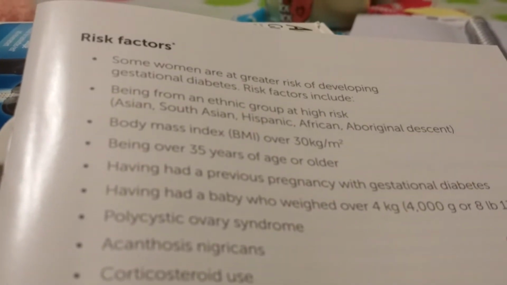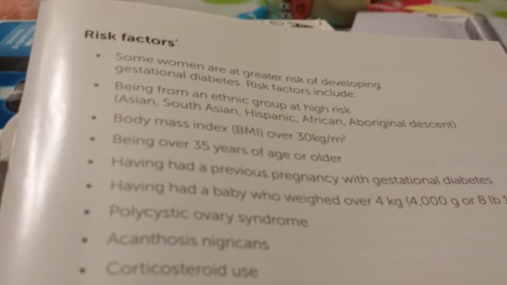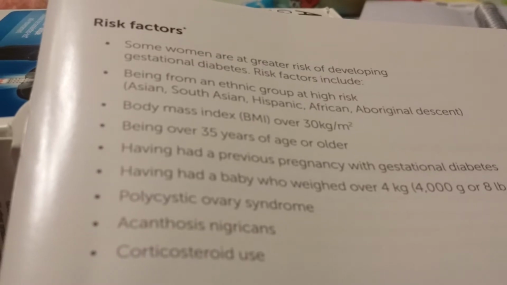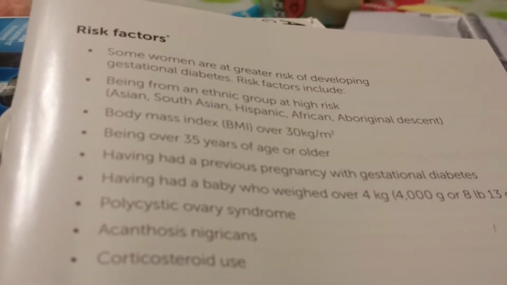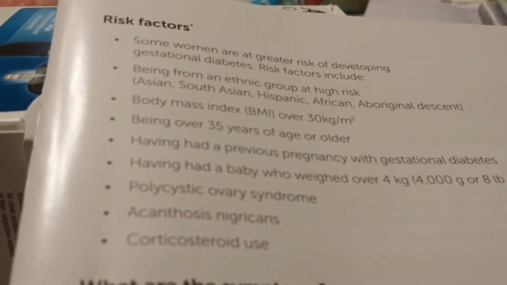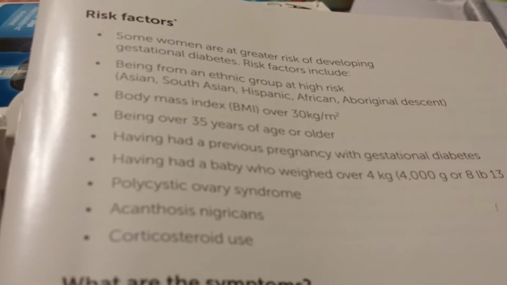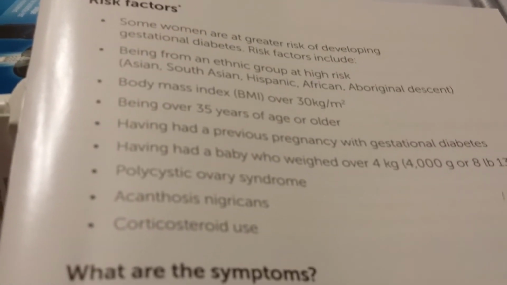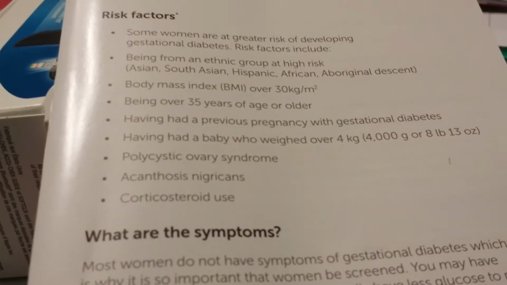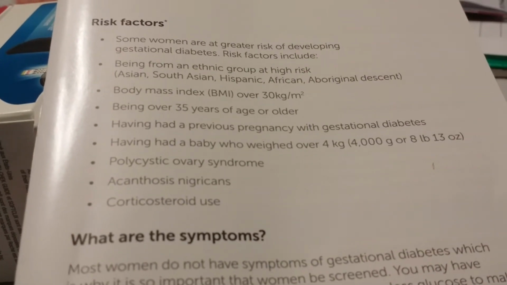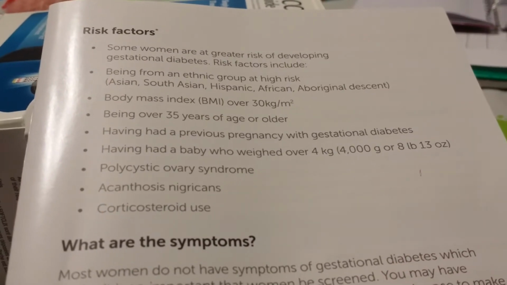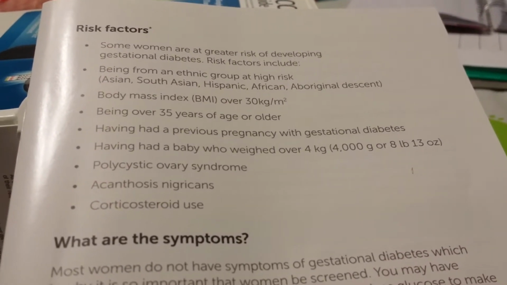Risk factors. Some women are at greater risk of developing gestational diabetes. Risk factors include being from an ethnic group at high risk, which could be Asian, South Asian, African, and so on. Body mass index, BMI, over 30 kilograms per square meter could cause it. Being 35 years of age or older. Having had a previous pregnancy with gestational diabetes. Having had a baby who weighed over 4 kilos, or 400 grams, or 8 pounds and 13 ounces.